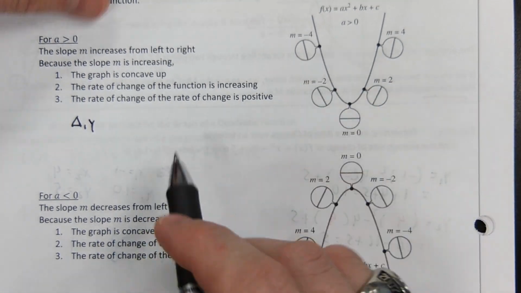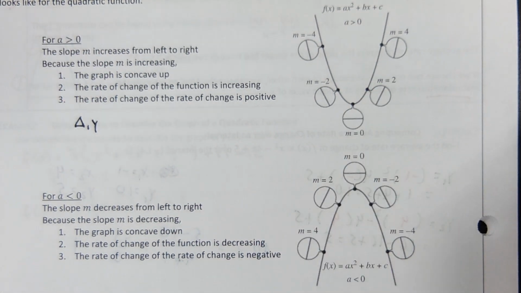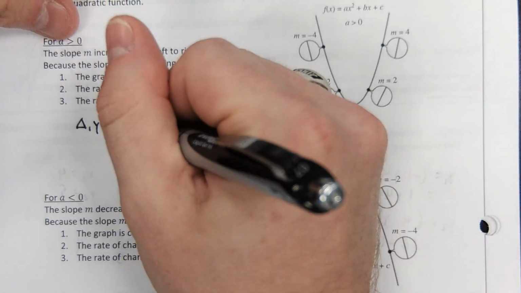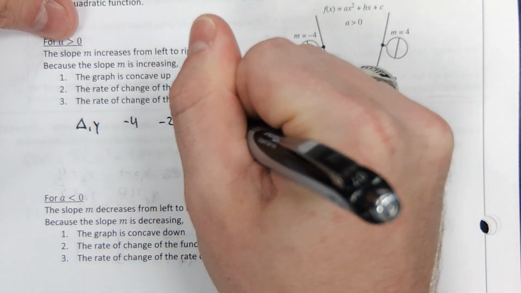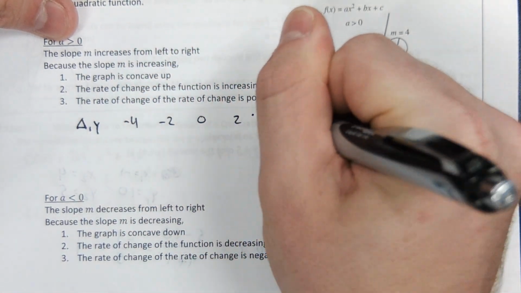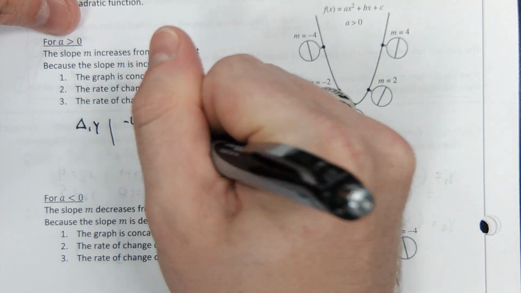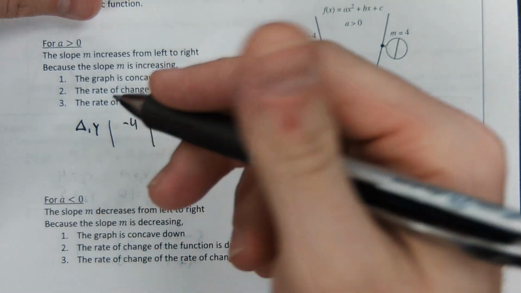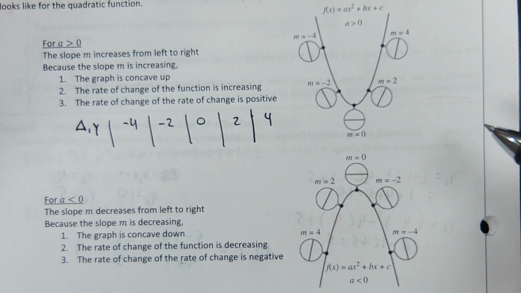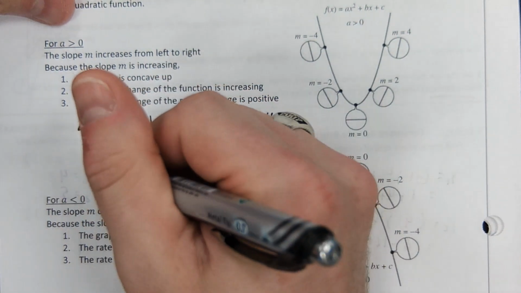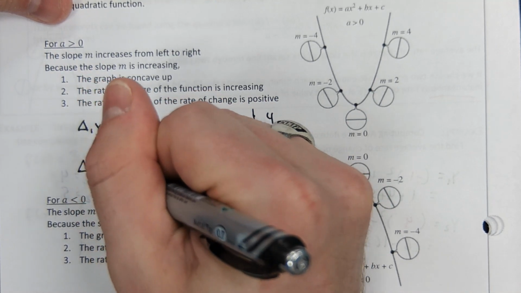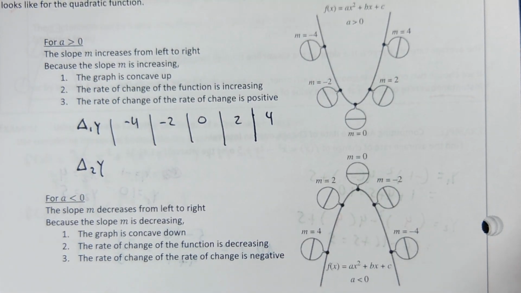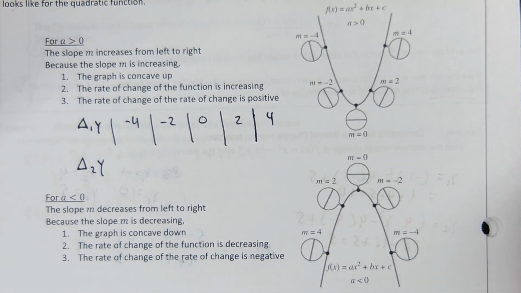Delta 1 means first differences in my y values. Those are these. Those are m's. M's are delta 1s. They're first differences. They go -4, -2, 0, 2, 4. What I want to do now is find the difference of the differences, the second differences, the second order rate of change.